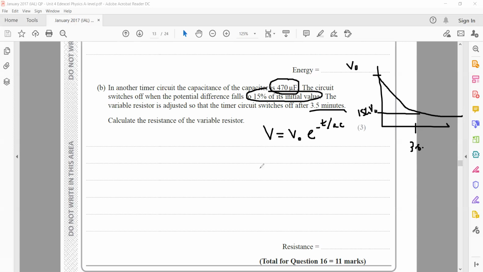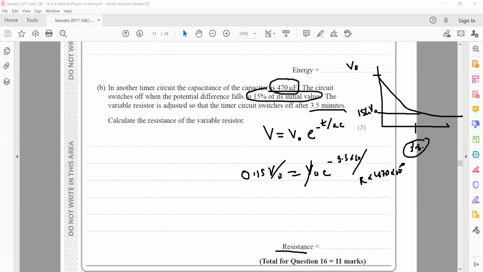So what will we substitute here? 15% V naught, or I can substitute 0.15 if I convert it into decimal. 0.15 V naught is equal to V naught e raised to power minus T over RC. The time should be in seconds, so I have to convert 3.5 minutes into seconds. So I'll multiply by 60. C is the capacitance, which is given as 470 microfarad, and R is the resistance of this circuit. That's R. So using this, V naught will cancel with V naught. We'll take the anti-log and solve, and get the resistance.